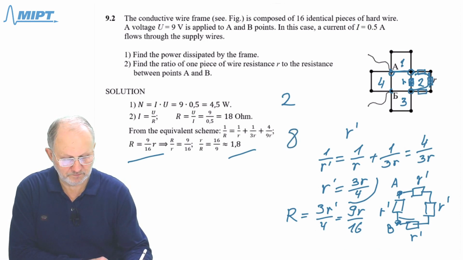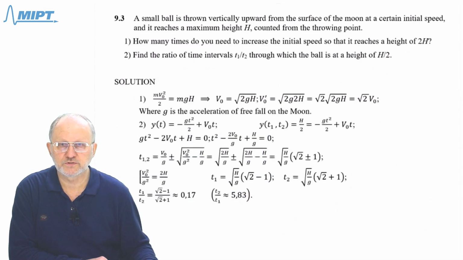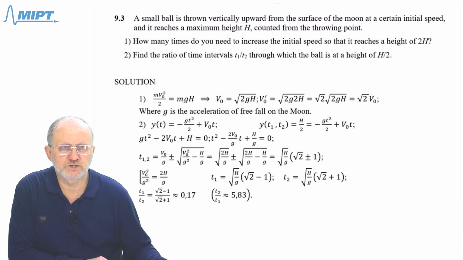Now we go to the next problem, which is number 9.3. A small ball is thrown vertically upward from the surface of the moon at a certain initial speed, and it reaches a maximum height h, counted from the throwing point, that is, from the surface of the moon. First question, how many times do you need to increase the initial speed so that it reaches a height of 2h?